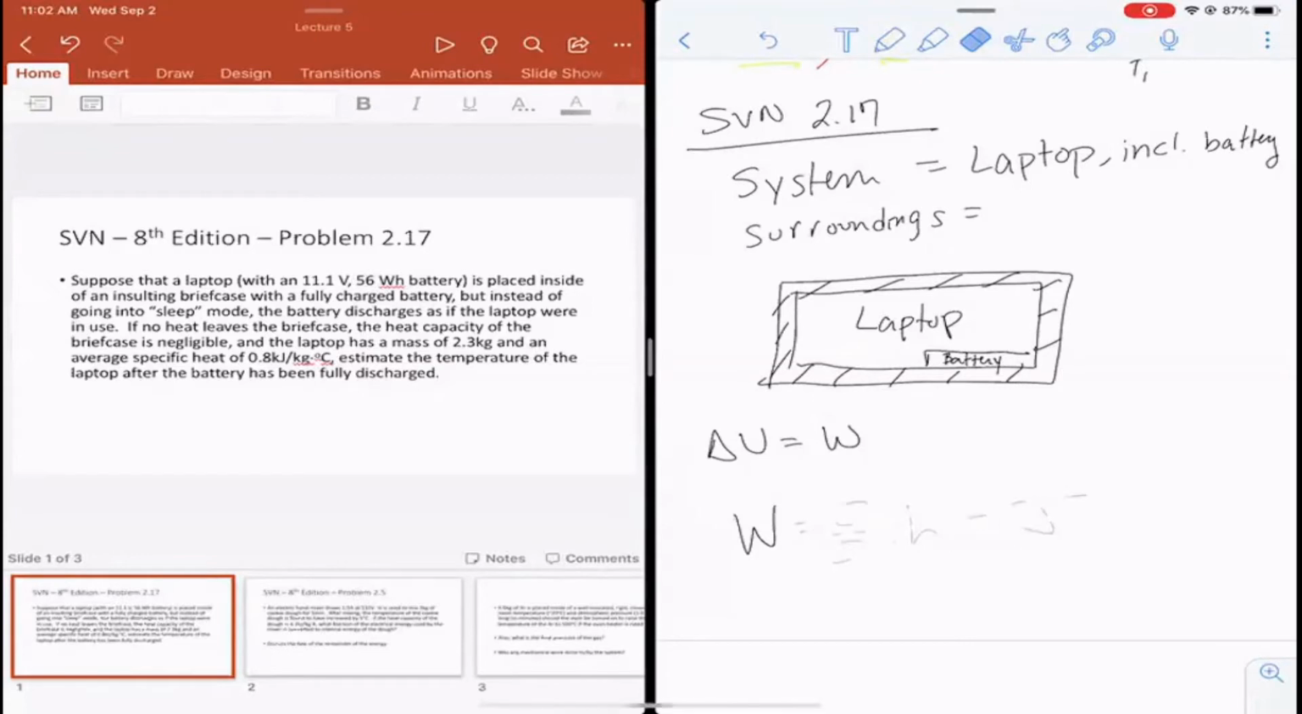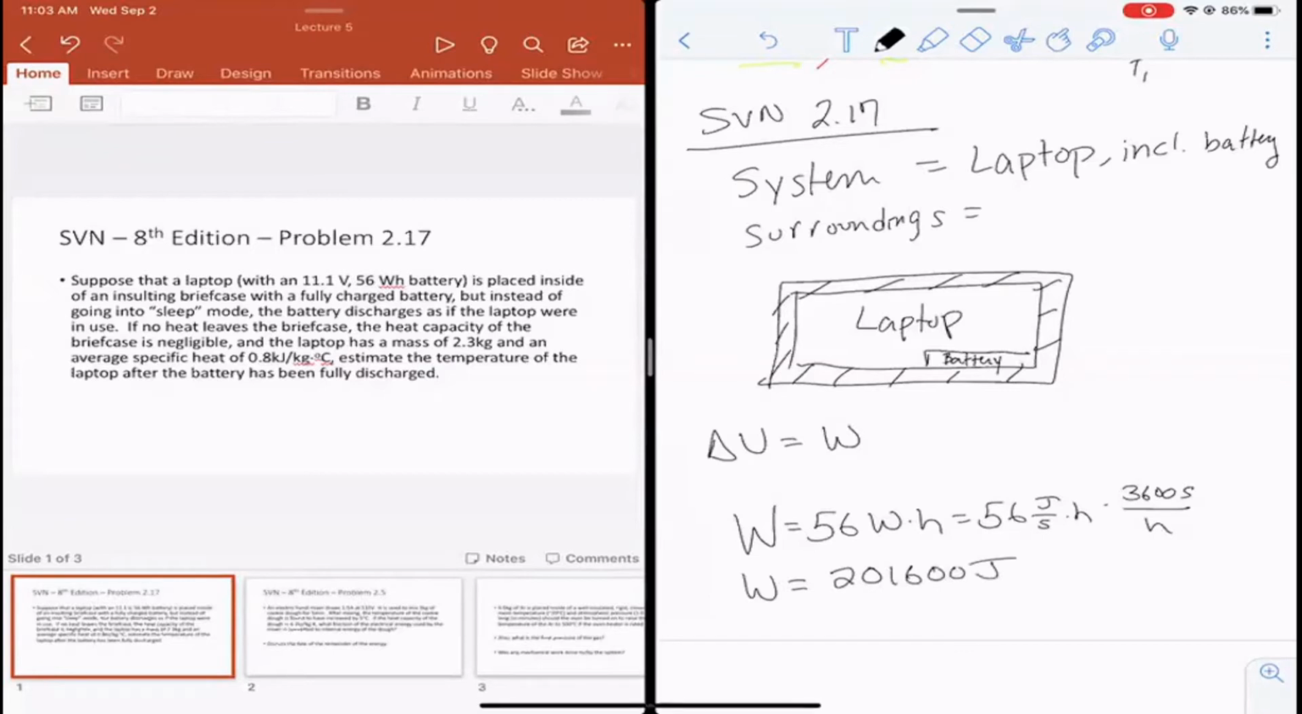So we know that the work that could be done by this battery is equal to 56 watt hours. Like we just said, that's 56 joules per second times hours. And we know there are 3,600 seconds in an hour. So the work that's done, if we start with a completely charged battery and it goes completely to the discharged state, is 201,600 joules.